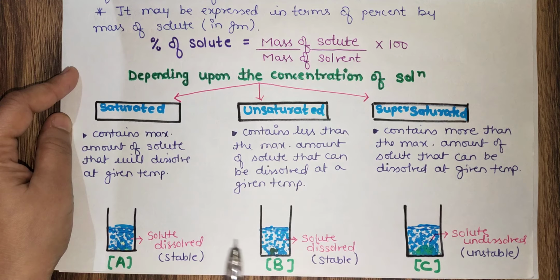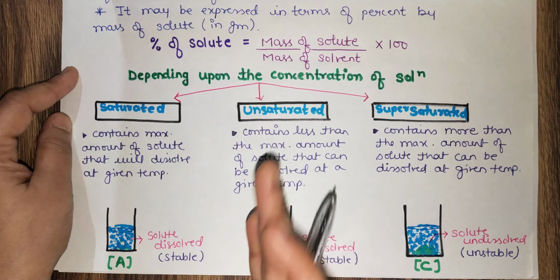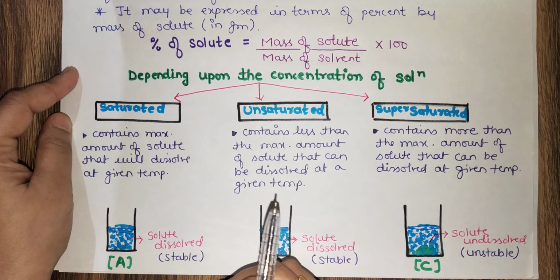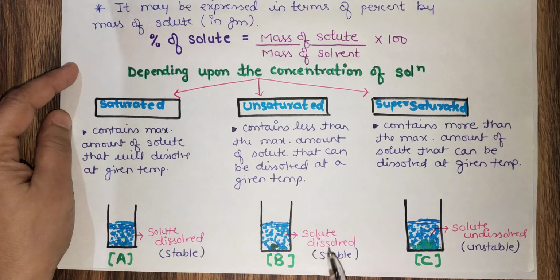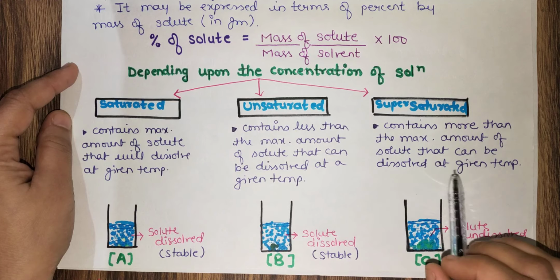Then what is an unsaturated one? It will contain less than the maximum amount or maximum limit of the solute. Here you can see that NaCl is dissolved in this water, but here you have the opportunity to dissolve some more solute. That means it still has the capability of taking in solute and getting it dissolved. But a stage comes in which if you dissolve above the maximum limit of the solute, then that will be treated as a supersaturated solution.